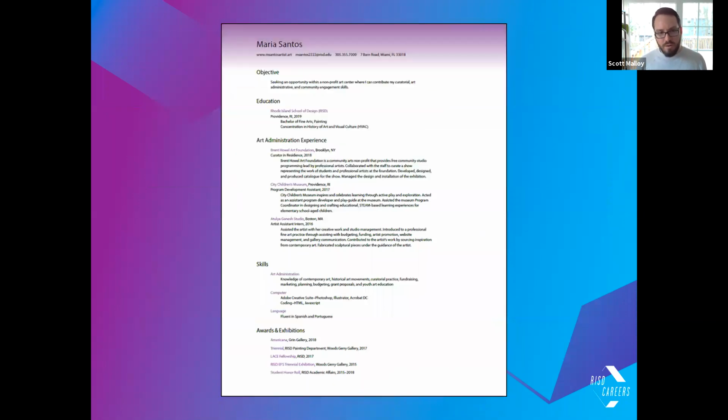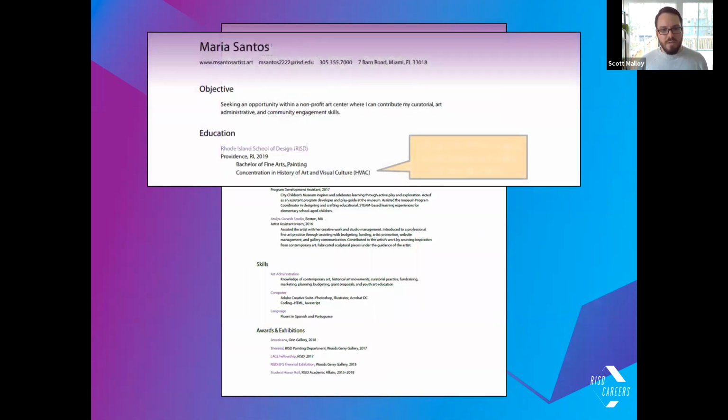Another version, sorry if I'm moving too fast, switching to a different resume with Maria Santos. You'll see they have a little bit more information. They have RISD, the city that RISD is based in, and their degree, but then they're also adding, in this case, a concentration. So their concentration in the history of art and visual culture. If you are in a concentration, it can be a nice thing to add here.